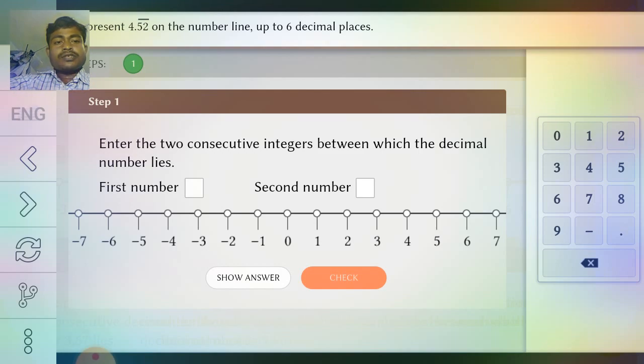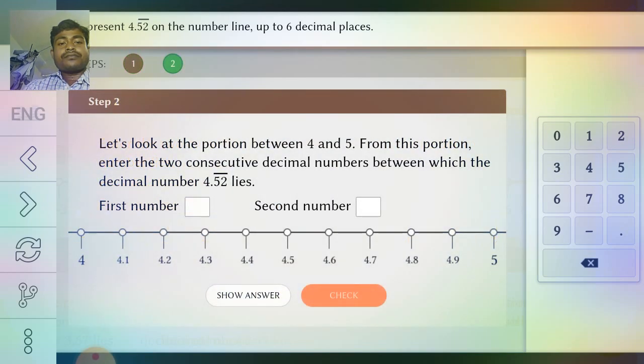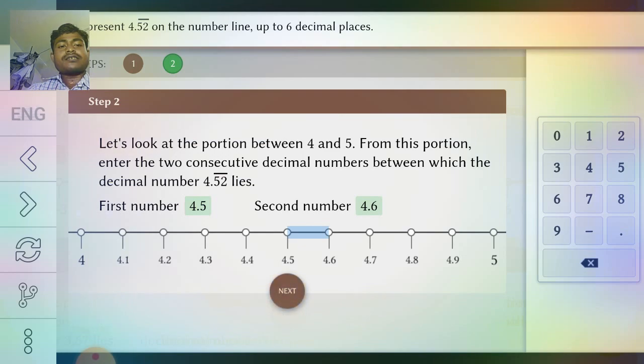Enter the two consecutive integers between which the decimal number lies. First number, then second number. First number is 4 and second number is 5. Let's look at the portion between 4 and 5. From this portion, enter the two consecutive decimal numbers between which the decimal number 4.52 bar lies. First number is 4.5 and second number is 4.6.